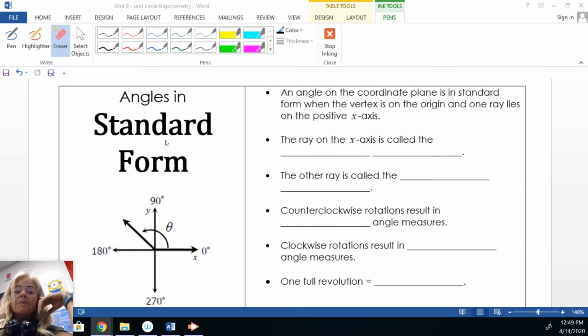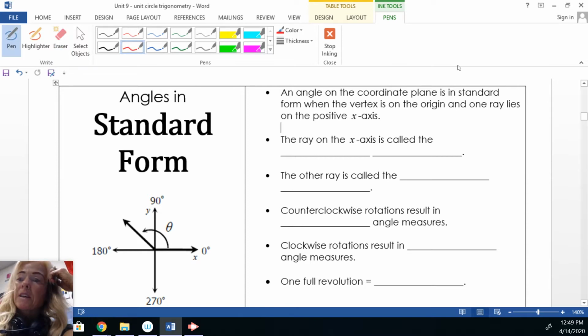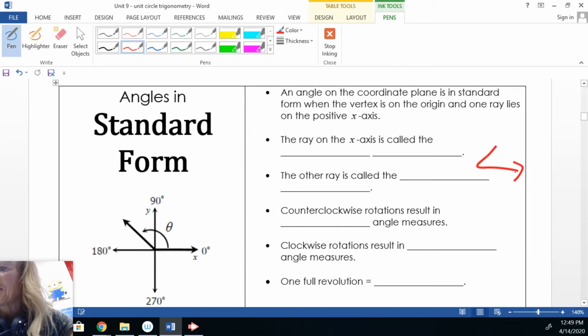Angles in standard form. We previously have learned about angles, and angles look like this. It was working a second ago. Oh, I have to be on the dot. Okay, so that's an angle.